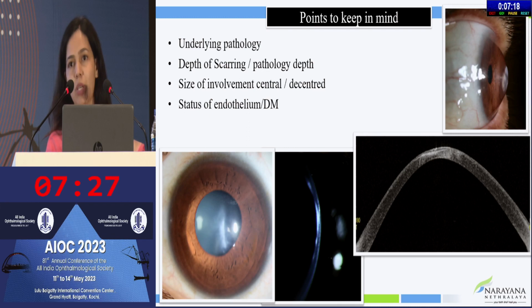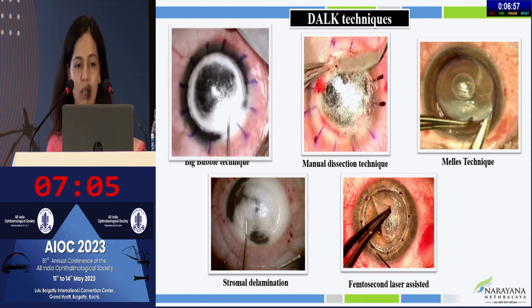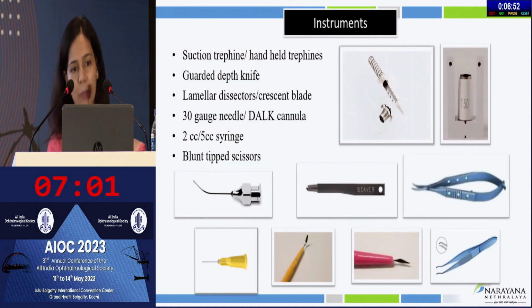The points to keep in mind, whether we're planning a manual DALK or a big bubble DALK, of course, are the underlying pathology which is there, the depth of scarring, which is very, very important, why that scarring is there, whether it's a post-hydrops scar or any other scar, and whether it's a central or a decentered scar, and of course, how the endothelium is. So there are various DALK techniques that we are aware of, and today I'll be discussing my experience with the big bubble technique.